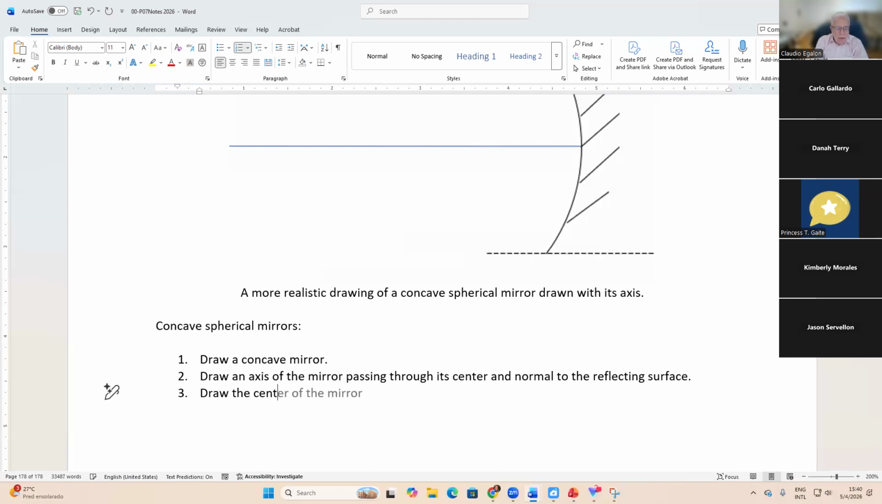Draw the center of curvature of the mirror, C. The center of curvature of the mirror is just the center, okay? It's just this, it's the center of the spherical surface.